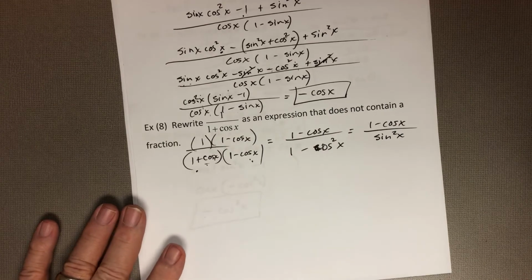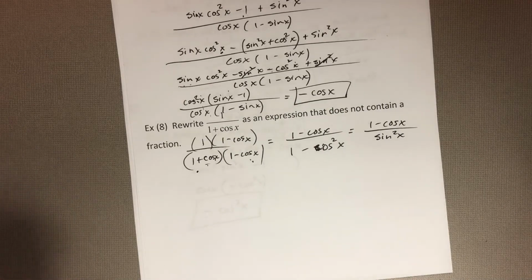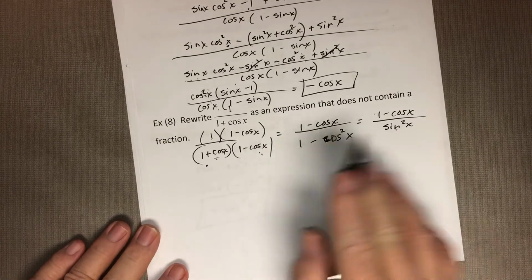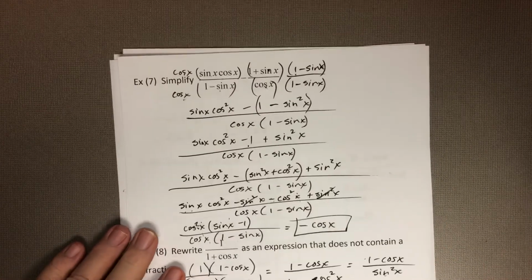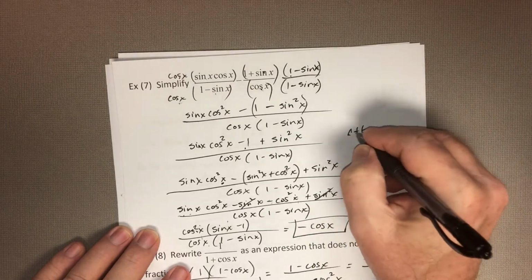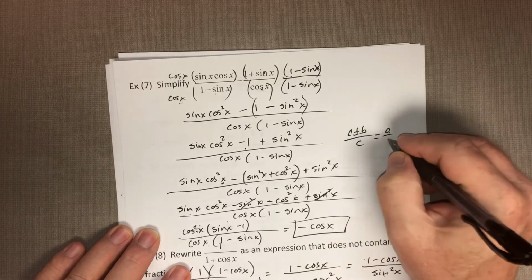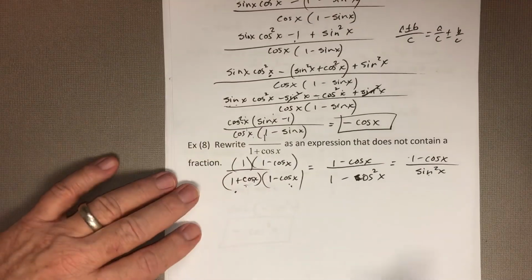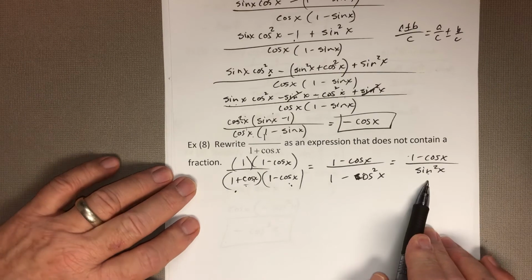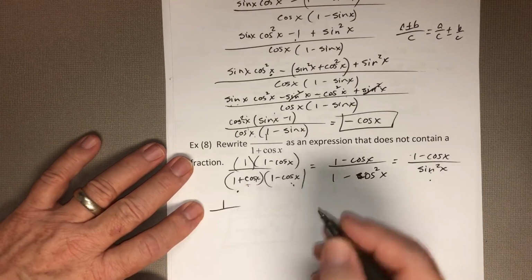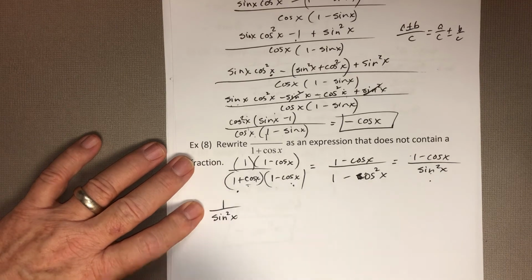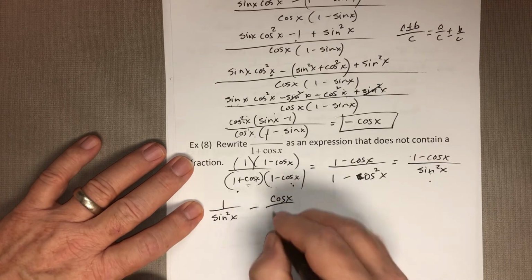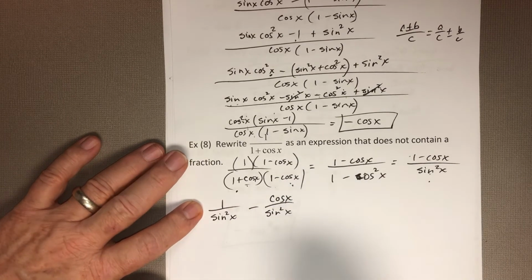Now what I'm going to do next is separate this into two fractions. This is something you need to always remember: if you have a plus or minus b over c, that's a over c plus or minus b over c. That's the little algebraic rule I'm going to use right here, because I've got a difference up top divided by a monomial down below. I'm going to take 1 over the sine squared of x, and subtract from that the cosine of x divided by the sine squared of x.